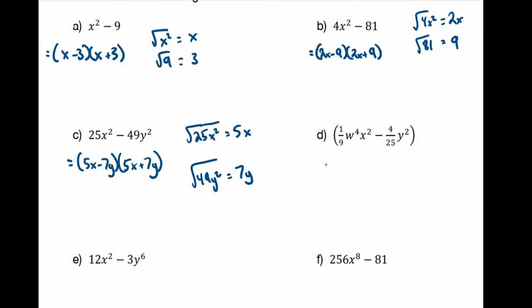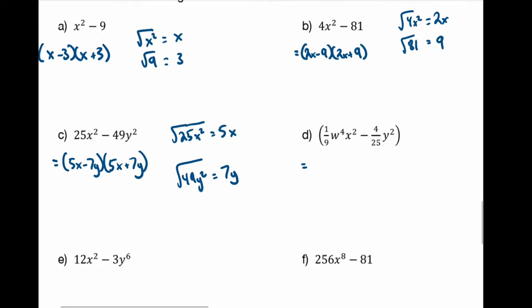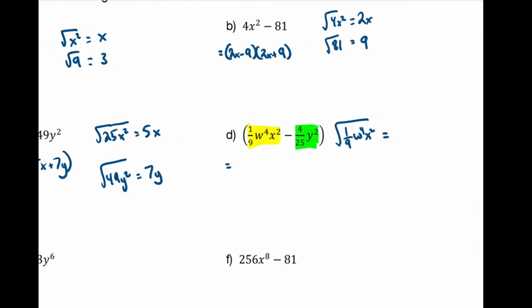D looks a little bit confusing because we have fractions, but that's okay, because if we just focus on the two parts, again, you're looking for that square root. So the square root of 1/9 w^4 x^2. Again, like I said, you're looking for even number exponents, which in this case we do. So the square root of 1/9 is 1/3. Square root of w to the power of 4 is w^2, and then x. So that is a perfect square, although a different one than we're used to.